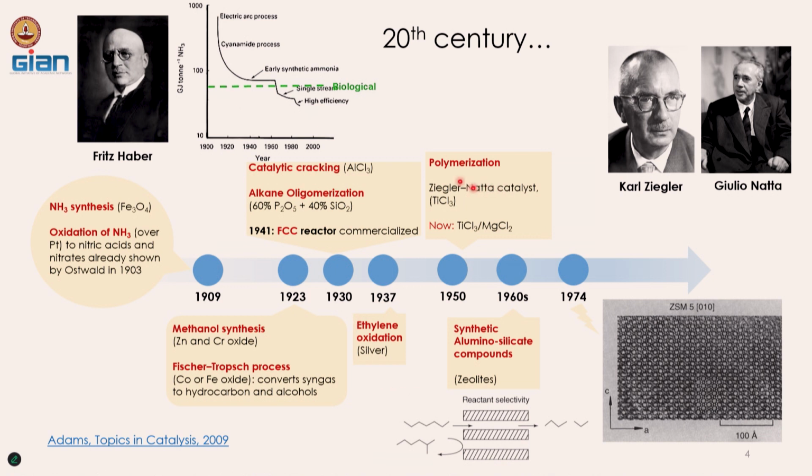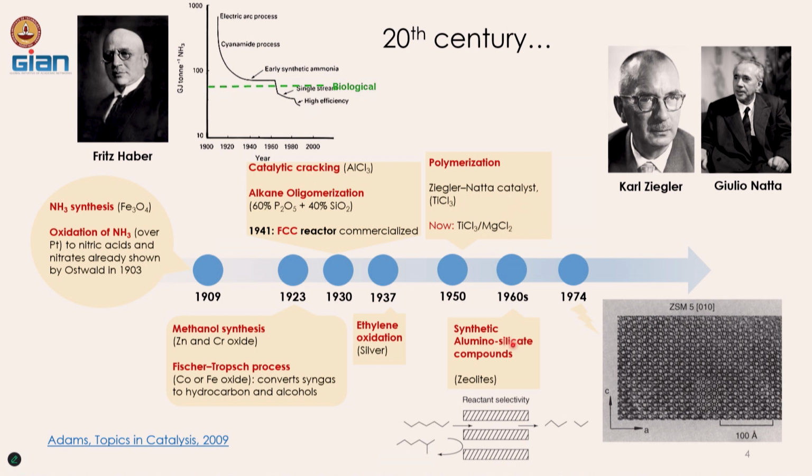One more notable thing is the polymerization, where the plastics for daily use as well as for material synthesis and engineering applications were able to be built. And two scientists, Carl Ziegler and Giulio Natta, both were awarded the Nobel Prize for the preparation of this Ziegler-Natta catalyst, where ethylene and propylene were converted to polyethylene and polypropylene over a titanium chloride type of catalyst. And currently this Ziegler-Natta catalyst has some added component to it in the form of magnesium chloride.